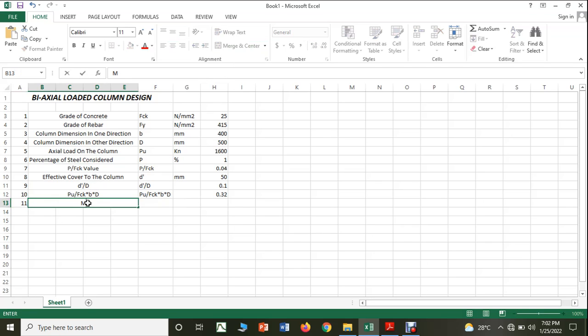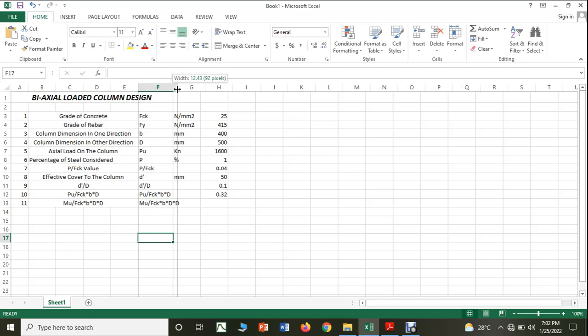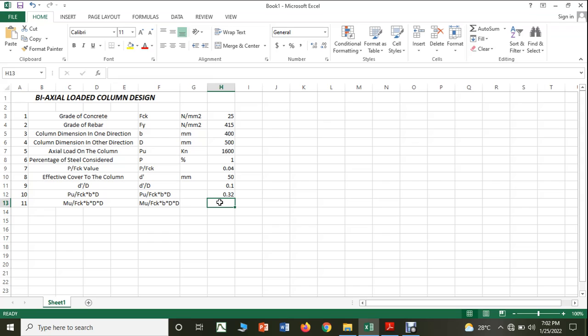So therefore I can write the 11th step: it is Mu by FCK BD square. That value you are going to get, Mu by FCK BD, as 0.08. Where are you going to get it from? You are going to get it from the chart. You can write here: from the chart.